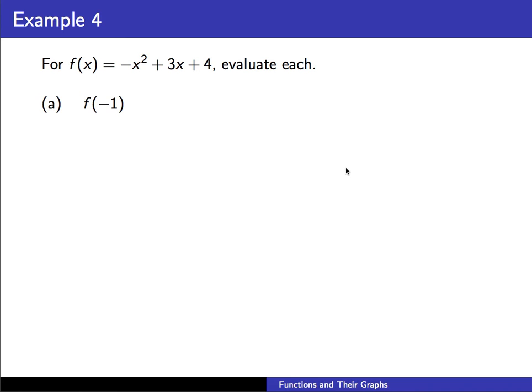So example 4, we have f of x is negative x squared plus 3x plus 4. We're going to evaluate f of negative 1. When we do that, we're going to plug negative 1 in for x into our function. So we have negative, and then negative 1 in parentheses with the exponent outside the parentheses, plus 3 times negative 1 plus 4. That'll give us negative 1 minus 3 plus 4, which is equal to 0. Now there is a video on the Desmos playlist on how to use Desmos to evaluate functions, and I highly recommend you use that for evaluating functions at a value.